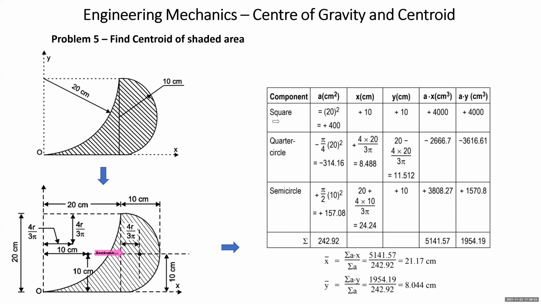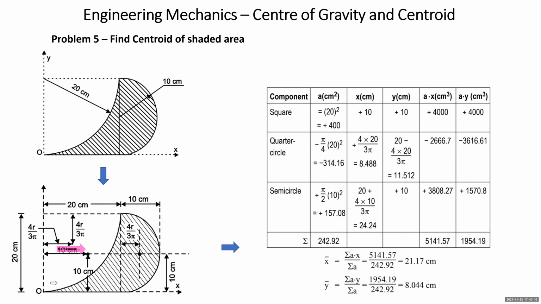Now we come to the square. What is the square size? 20. The area of the square is 20. All right. Then we come to the square. Where is the centroid of the square? It is here. This is the centroid of the square. This point is right of the y-axis by 10, so the x coordinate is plus 10. This point is above the x-axis by 10, so we write it plus 10.